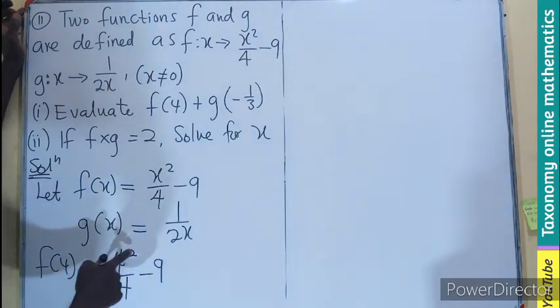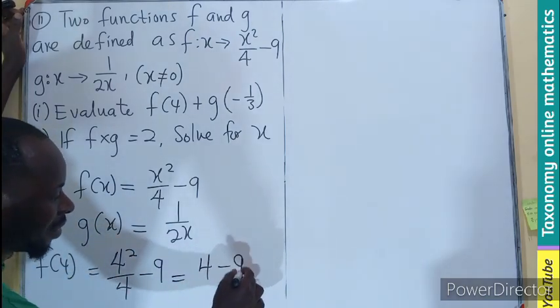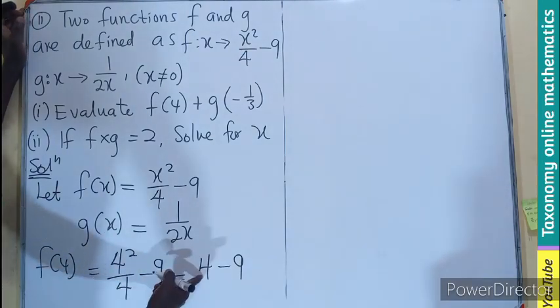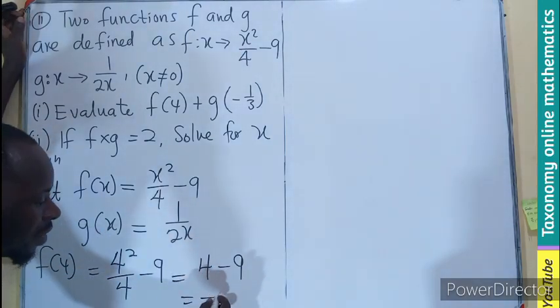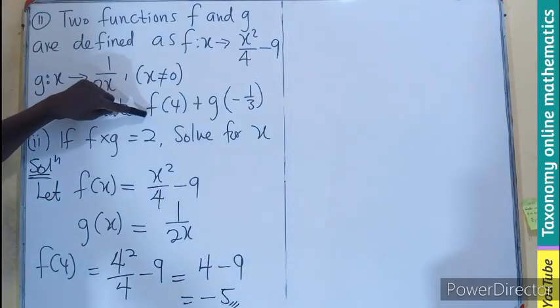This is going to be 4 times 4. 4 times 4 divided by 4 will give you 4, minus 9. I guess you get it. 16 divided by 4 will be 4. Then that will give us minus 5. So we got the first one.